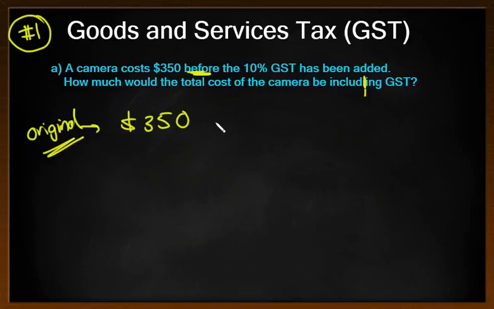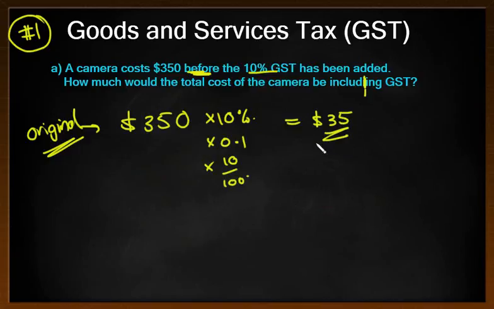If the GST in Australia is 10%, we're simply going to times that by 10%. Remember, that can be 0.1, 10 over 100, or 1 over 10, whichever way you like to do it. It's going to be $35. So that's how much the actual GST component is going to be. Some questions might just ask for that, and then you've got the answer and we can move on.